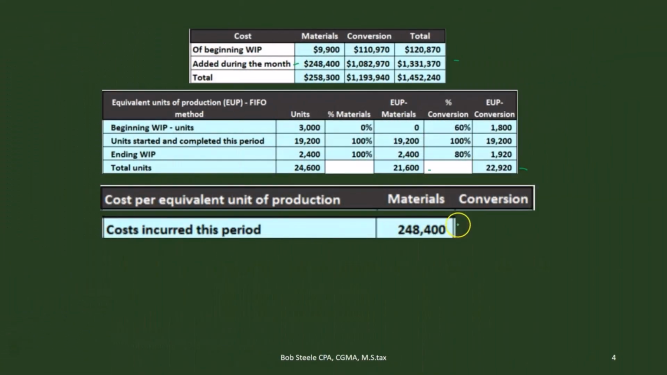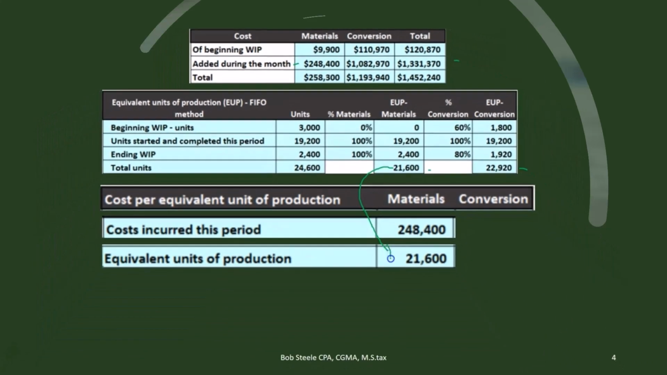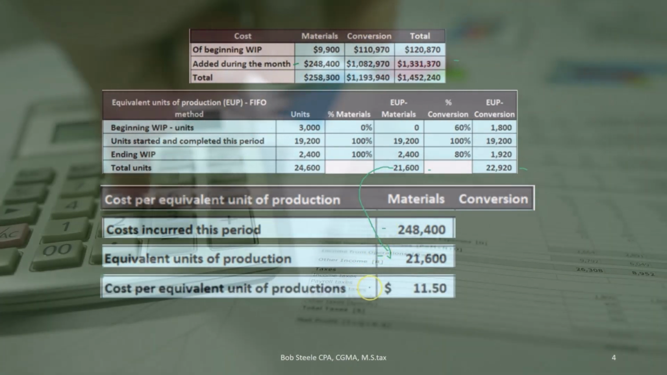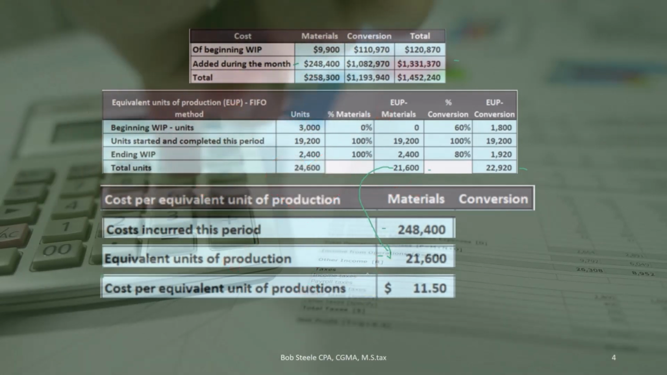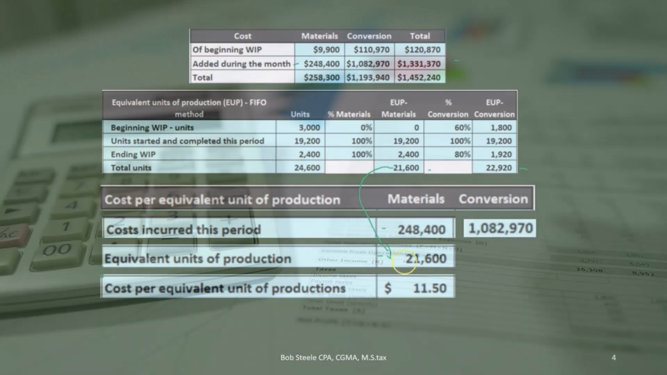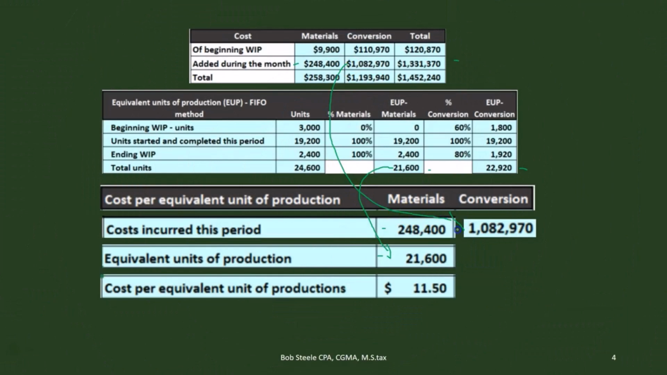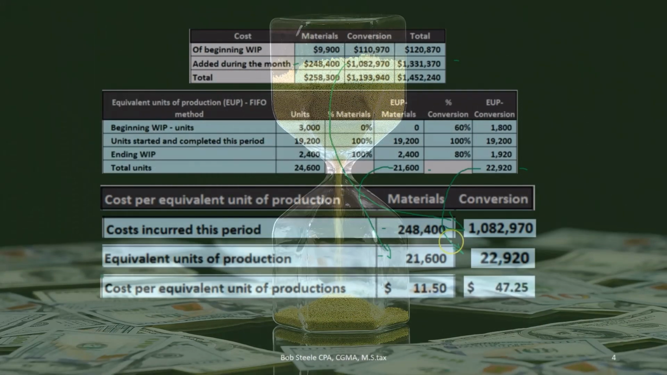So we've got the 248.4, and we're going to divide that by the equivalent units for materials, which of course is this number that we just calculated. This is a dollar amount, this is a unit amount, and that gives us the dollar amount of $11.50 per equivalent unit in terms of materials. We're going to do the same thing for conversion. So we had the conversion costs up here, conversion costs coming from there, and that's dollar amount divided by the units gives us the cost per unit in terms of conversion, which is going to be labor and the overhead.